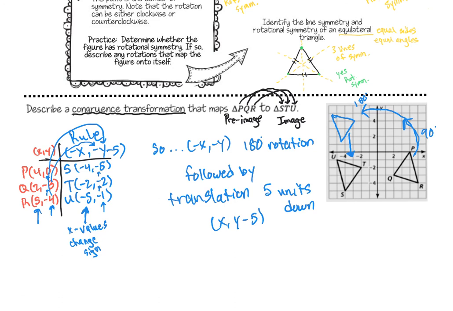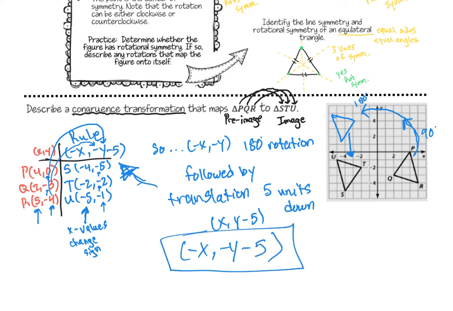So when you combine these, the combined version being this right here, I've combined it all into one, the rule that describes this transformation altogether would be negative x, negative y minus 5. That's our rule. Thank you.